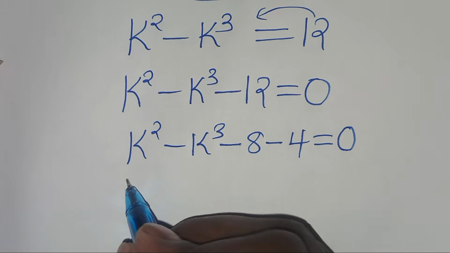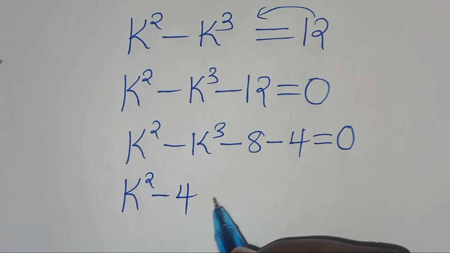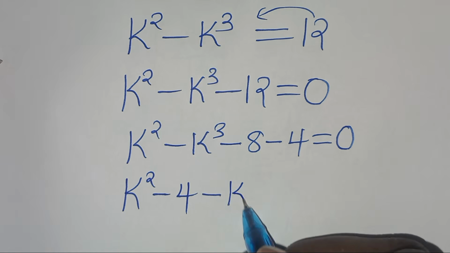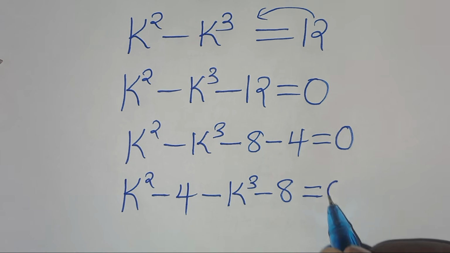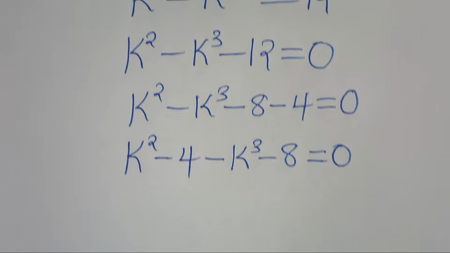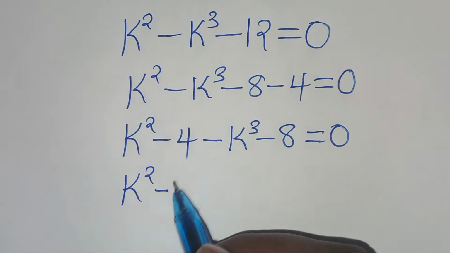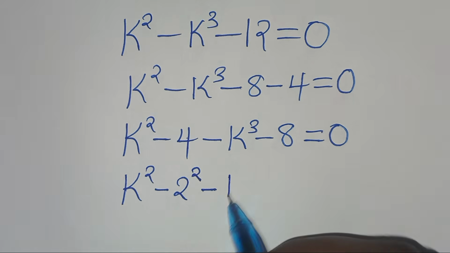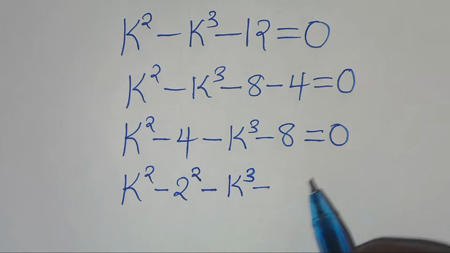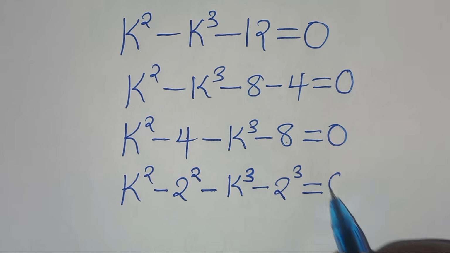Now, this is k to the power of 2, subtract 4, then minus k to the power of 3, subtract 8, equal to 0. Now, this is k to the power of 2 minus 4, which is 2 to the power of 2, then subtract k to the power of 3, subtract 8, which is 2 to the power of 3. This is equal to 0.